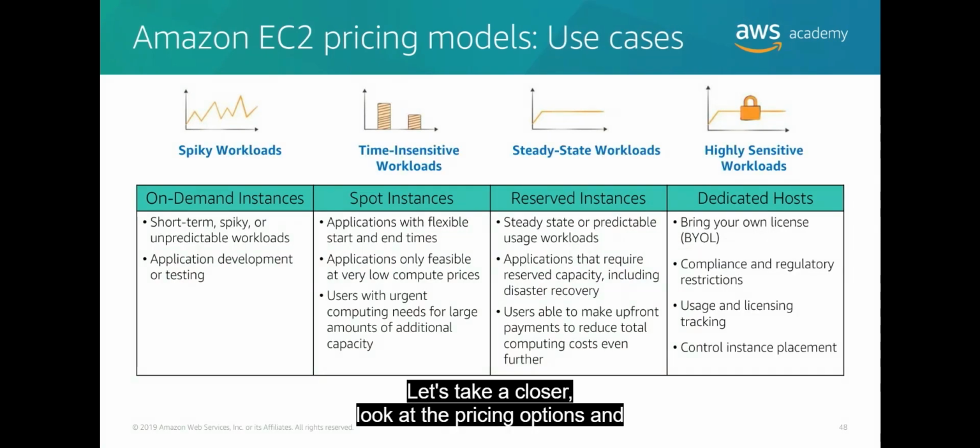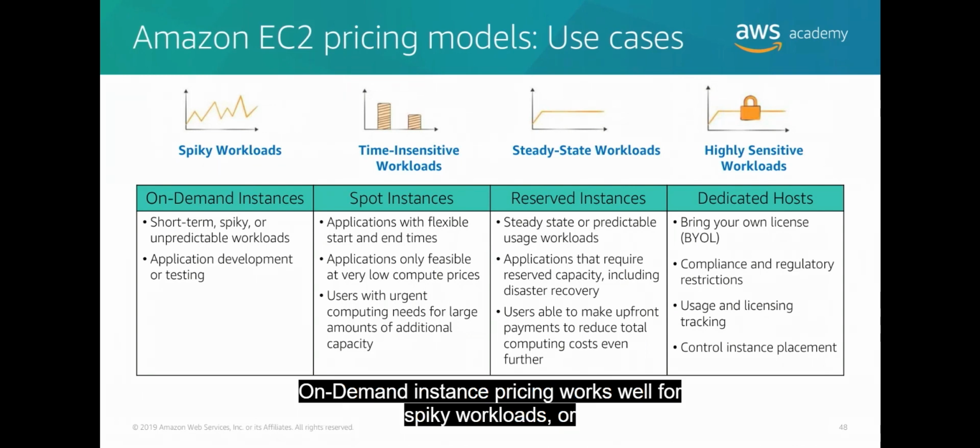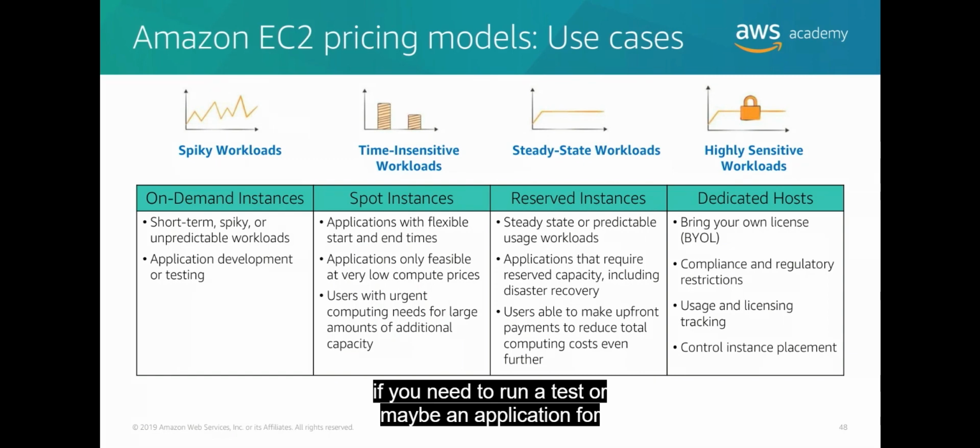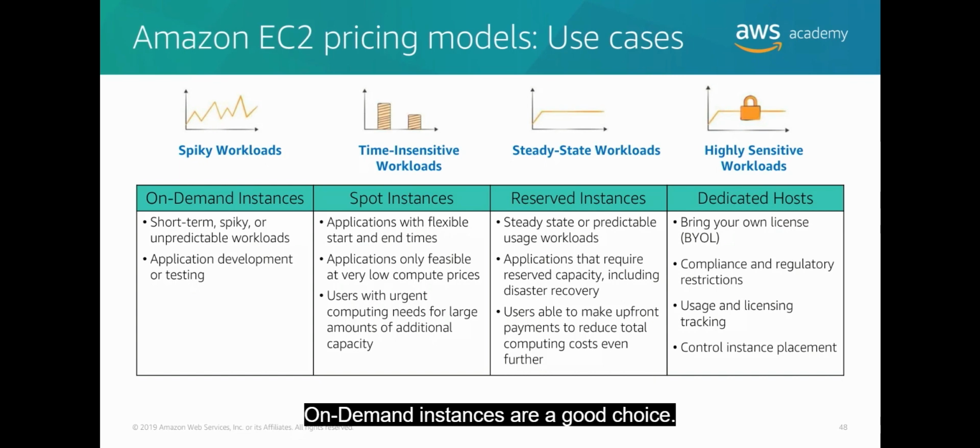Let's take a closer look at the pricing options and some of the more common use cases. On-demand instance pricing works well for spiky workloads, or if you need to run a test or an application for a short amount of time, for example, during a development or testing period. If your workloads are unpredictable, short-term, or spiky, on-demand instances are a good choice.